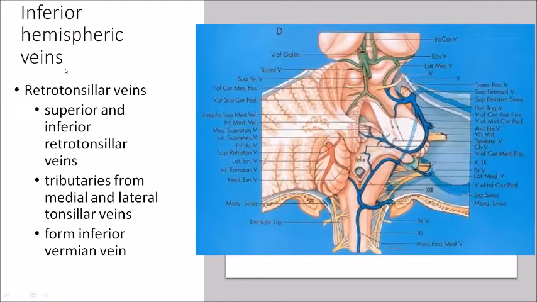Another branch of the inferior hemispheric veins is the retrotonsillar veins. They are divided into superior and inferior retrotonsillar veins. They originate from the superior and inferior poles of the tonsils. They also receive their tributaries from the medial tonsillar veins and the lateral tonsillar veins, and they drain into the inferior vermian vein.